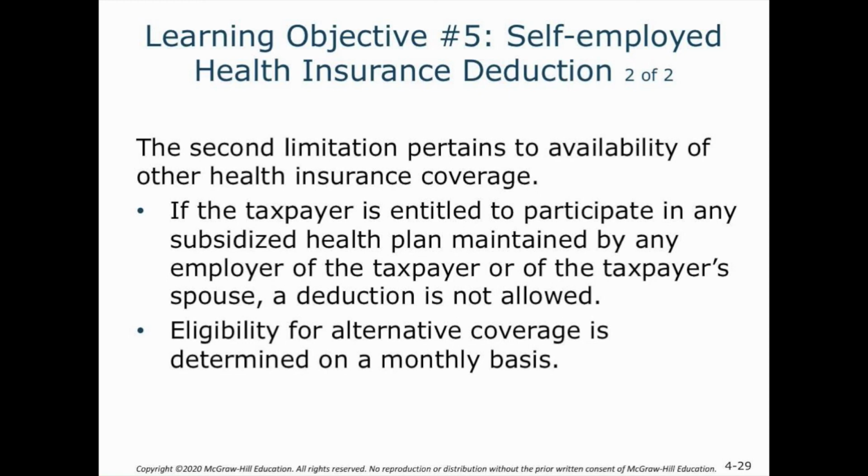And then the eligibility for the alternative coverage is going to be determined on a monthly basis. So if you, at the start of the tax year, did not have this eligibility, but 6 months into the year were able to get it, you'd be eligible for the self-employed health insurance deduction for that first 6 months, but would not be eligible to take the deduction for the second 6 months.